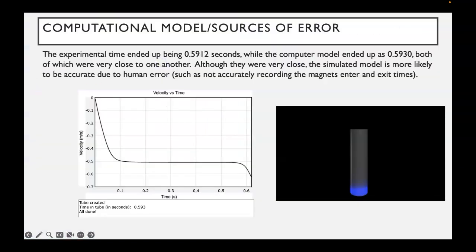And over here you can see the output that the code gave us, and we made an observation between the computational model and the experimental model, which was that the experimental time ended up being 0.5912 seconds, while the computer model ended up being 0.5930 seconds. Both of these values were pretty close to one another, and as you can see in the graph, the time in the tube was 0.593 seconds, and the slope goes downward, then neutral, then again downward. For the source of error, although they were very close, the simulated model is more likely to be accurate due to human error, such as not accurately recording the magnet's enter and exit times.